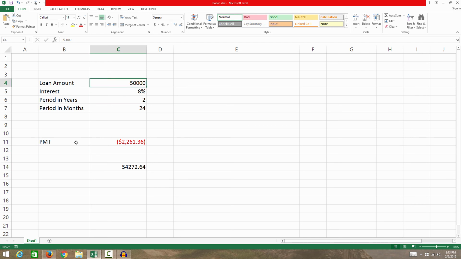So by making use of this PMT function, you can calculate your monthly installments if you are planning to take a loan from a bank. This formula is for banking professionals as well, because when a client comes to you and asks for a loan, they will ask you for the monthly installment. So you can use this formula to calculate and tell them, sir, if you are taking this much amount of loan at this interest rate, then this would be your monthly installment.